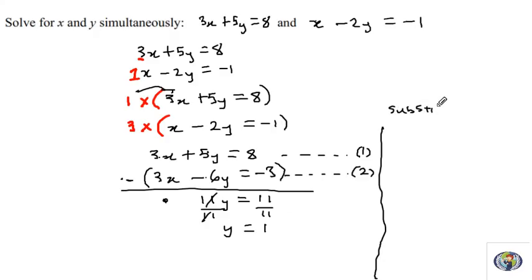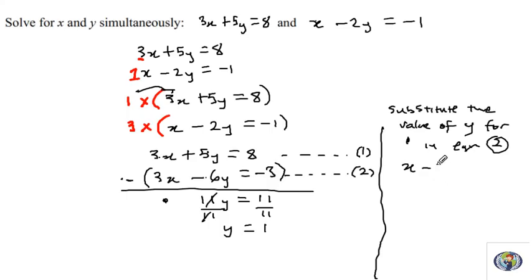Substitute the value of y for 1 in an equation. Which equation can we take? We can take the simplest one, which is equation 2. Right. Now, what should we do? So we will write x minus 2y is equal to -1.